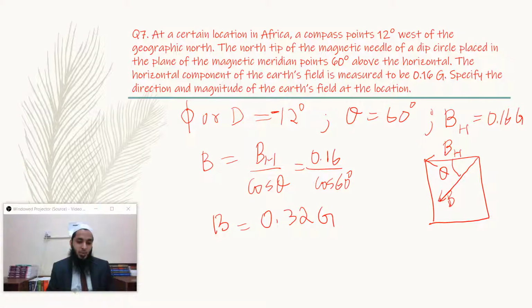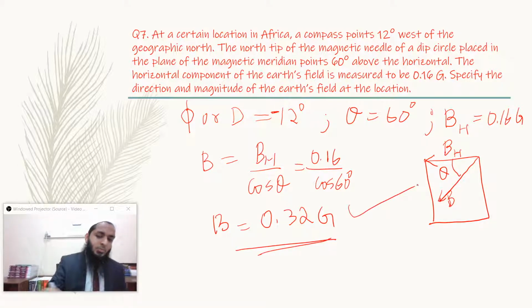What is the direction then? Now the direction will be, it is in a plane 12 degree west of geographic north. It is in a plane, that is a magnetic meridian. It is in a plane which is 12 degree west of the geographic meridian. That's one thing. And then what? It is coming out of the Earth's surface at an angle of 60 degree, and its magnitude is 0.32 Gauss. So that is the solution to this question.